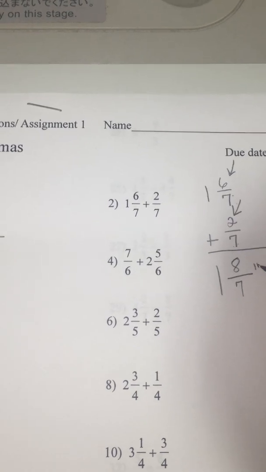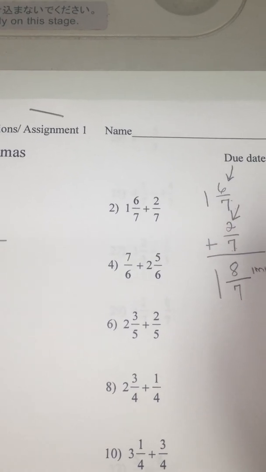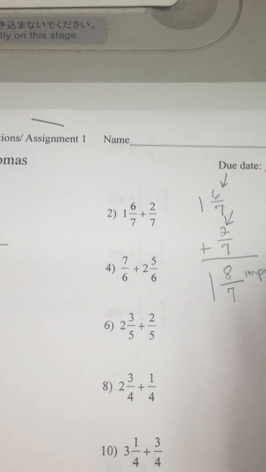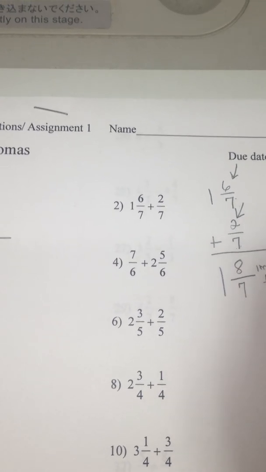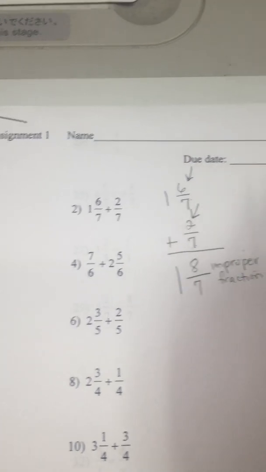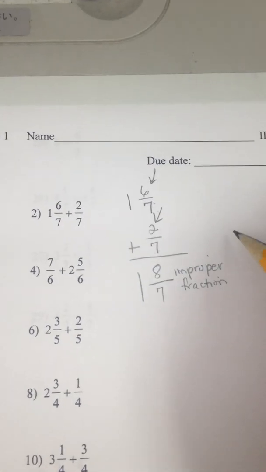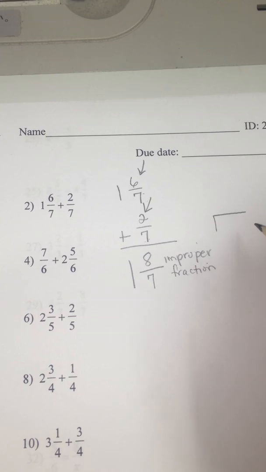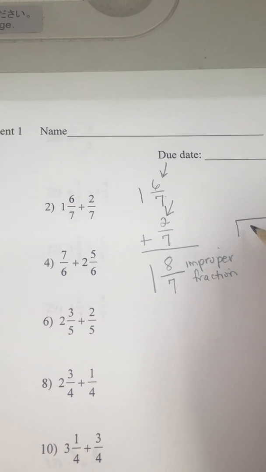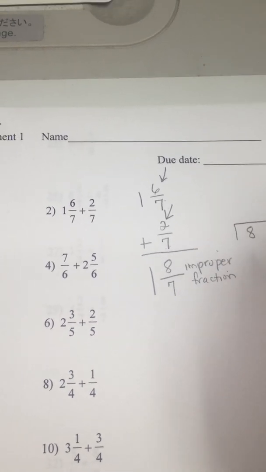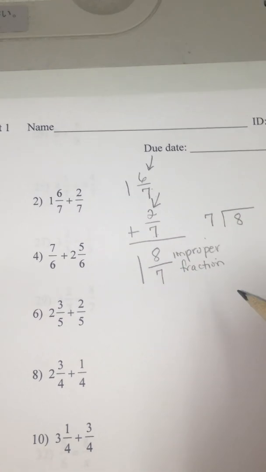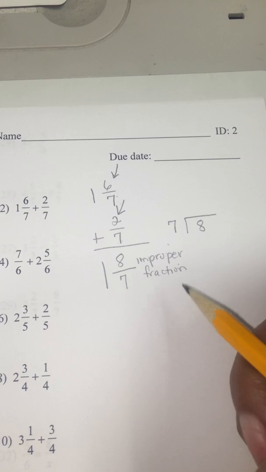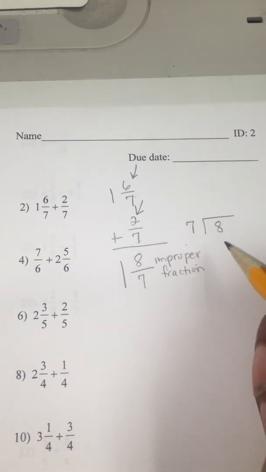This is called improper, which means the numerator is higher than the denominator. This is called an improper fraction. Well, what do we do with improper fractions? We divide them. The numerator, the top number, goes in, and your denominator, the bottom number, goes out. So we're just going to divide. Top in, bottom out.